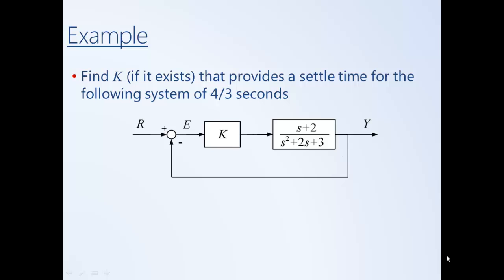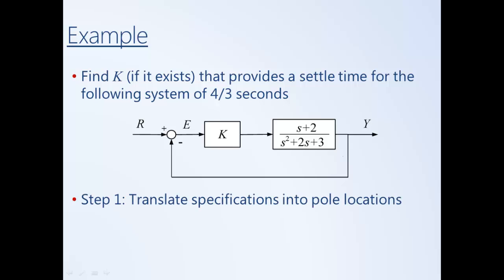So in this example, we'd like to find the value of the gain k, where we have a negative feedback system with a simple proportional controller. So we want to find the gain k, if it exists, that provides this closed loop system a settling time of 4/3 seconds. Okay. So the very first step in our procedure is to translate the specifications into pole locations. So take a second and think about how a requirement on settling time translates to a pole location.